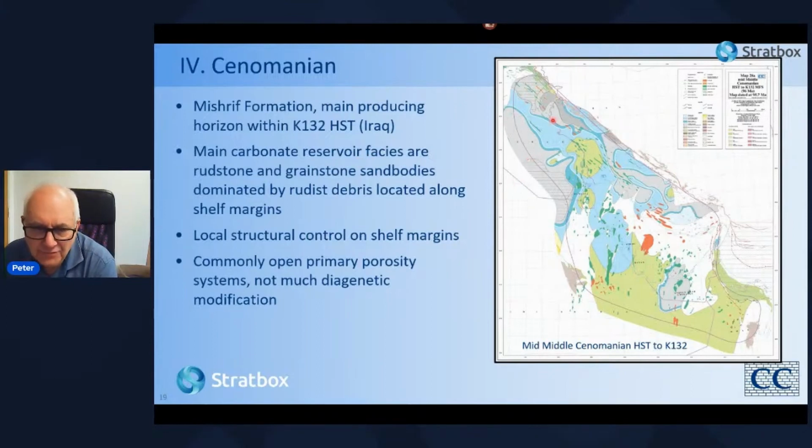And we find there's local structural control on the shelf margin. Often the reservoir quality is fairly straightforward, nice open primary porosity systems with not much diagenetic modification. So you can relate the reservoir quality directly to the depositional facies.